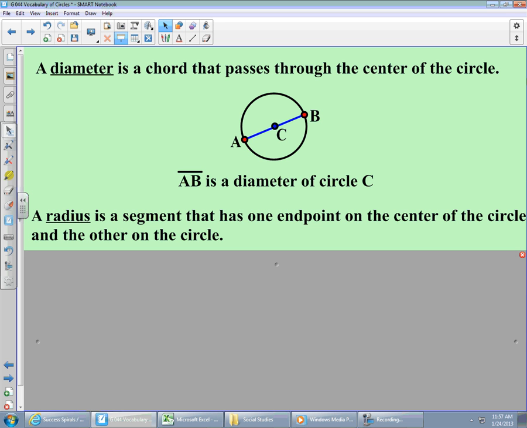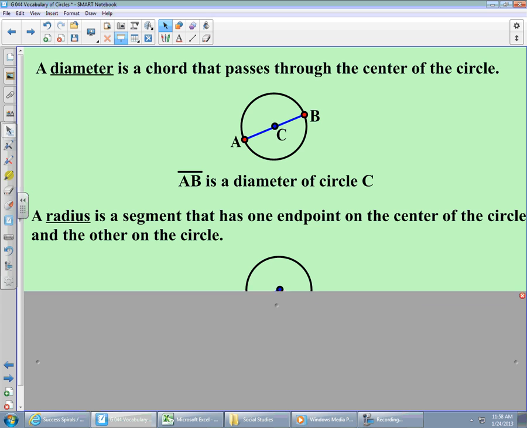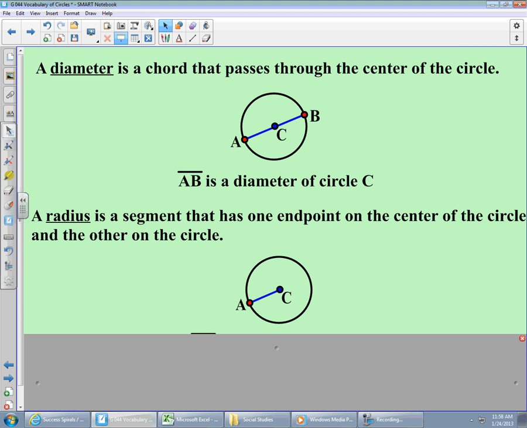While we're on the topic of diameters and terms that we know, here is a radius. A radius is a segment that has only one endpoint on the circle, and the other endpoint on the center. By that definition, a radius is not a chord. Chords have to have both of their endpoints on the circle. A radius has one endpoint on the circle, but the other endpoint stops at the center. Again, I expect that that is a definition that everybody knows, and we would be able to recognize it if we saw it in a figure.